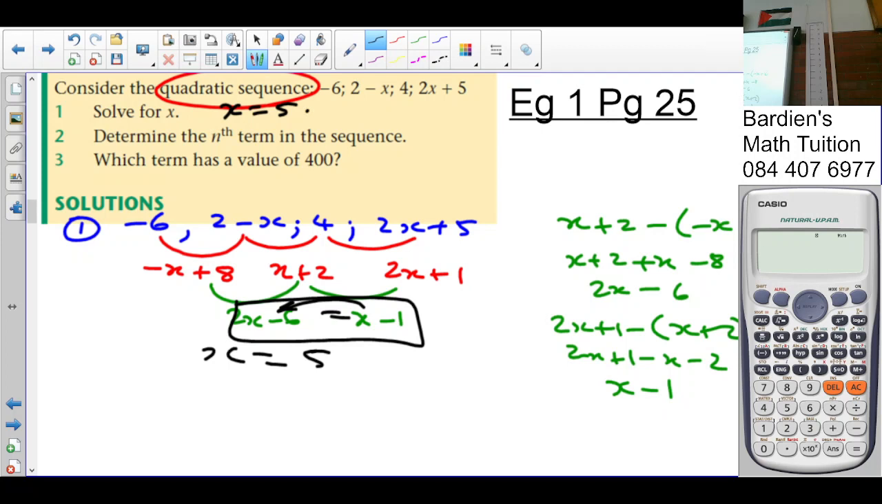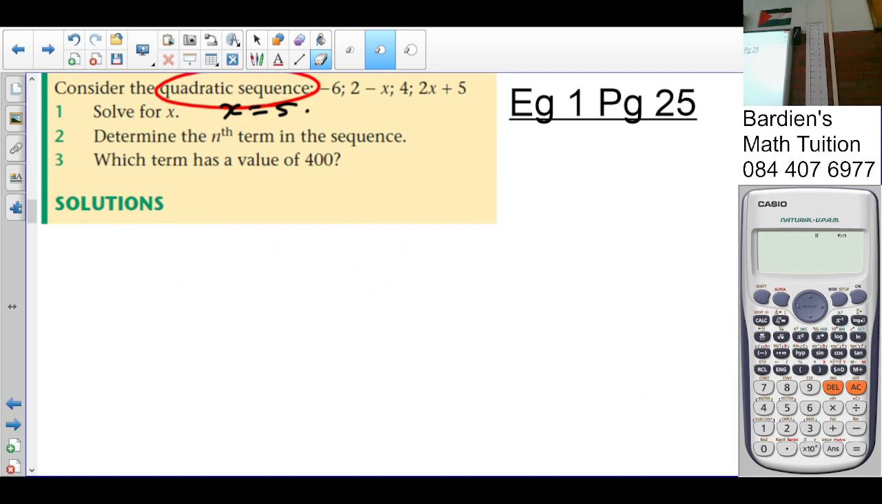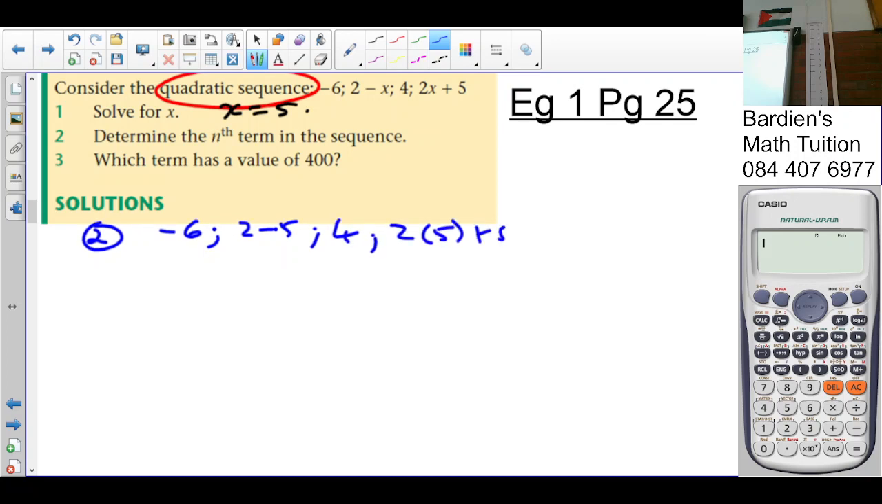The next question says determine the nth term of the sequence. So what we need to do is firstly work out the first 4 terms of the sequence. Wherever we see x, we replace it with 5. So it's negative 6, 2 minus 5, 4, and 2 times 5 plus 5, which gives you negative 6, minus 3, 4 and 15.